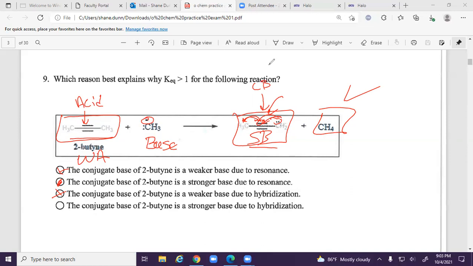You can, that's one way of approaching it. That might make sense to know why you get rid of the weaker part. The stability comes from resonance, because resonance is way more important than hybridization. There's two ways of approaching the question, depending on thinking about the 115 way or the O-Chem way. Make sense?